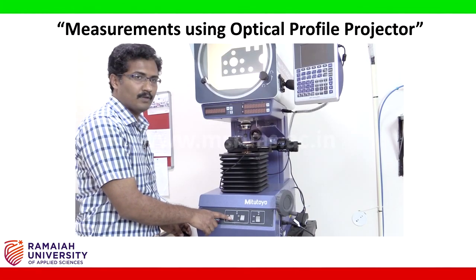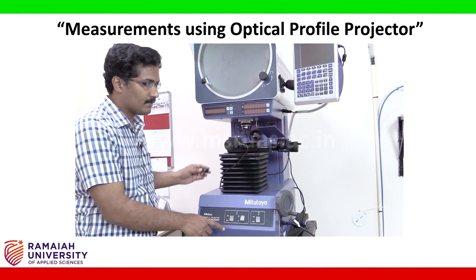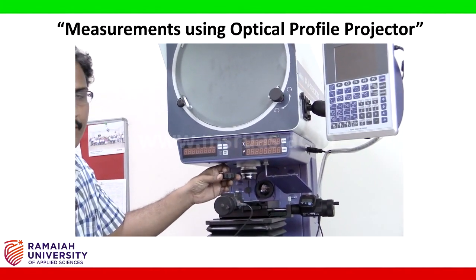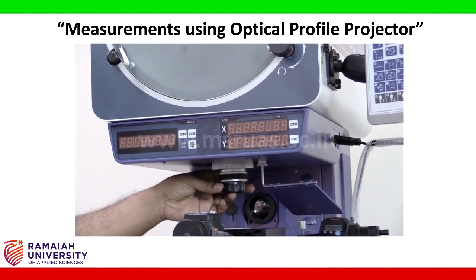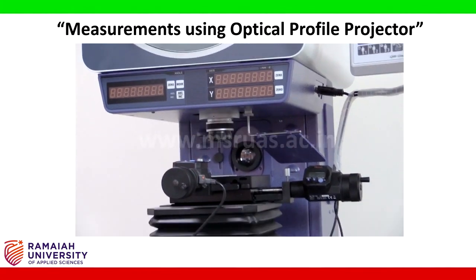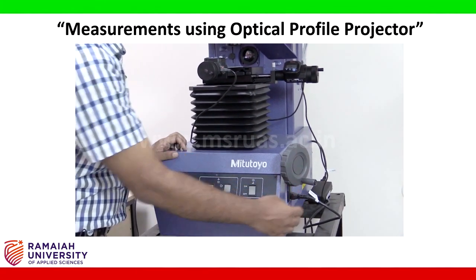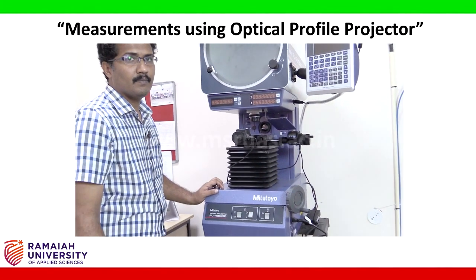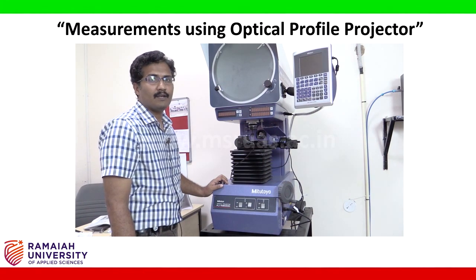Switch off the contour illumination lamp or the stage lamp. Close the projector lens using the projector lens cap. And switch off the main power switch. Now this stage ends the experiment, the measurement using the profile projector.